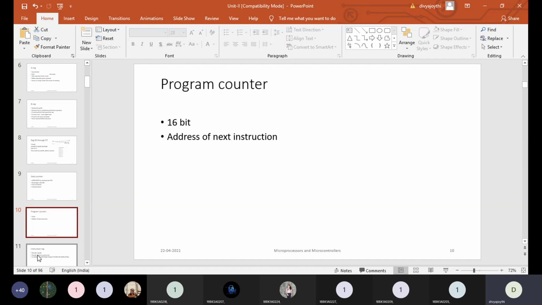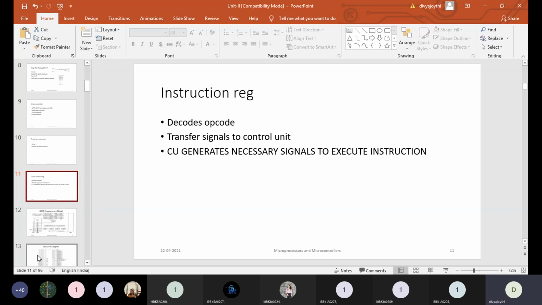Who will perform this operation in the 8086 microprocessor? Who will be storing the address of the next instruction? That is nothing but the instruction pointer. In the 8086 microprocessor, the instruction pointer will store the address of the next instruction, whereas in the 8051 microcontroller, the program counter will store the address of the next instruction that is to be executed. So here the program counter in 8051 is of 16-bit length.